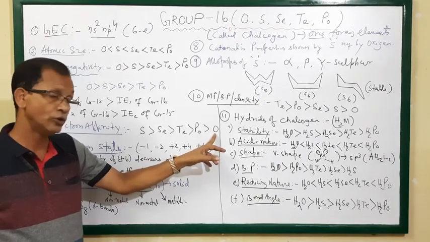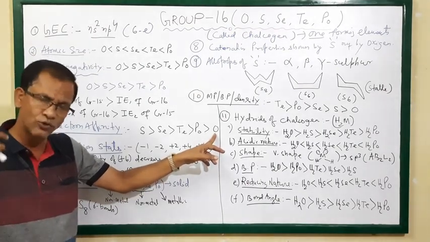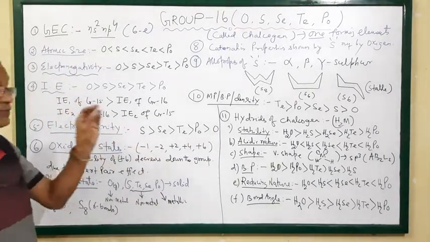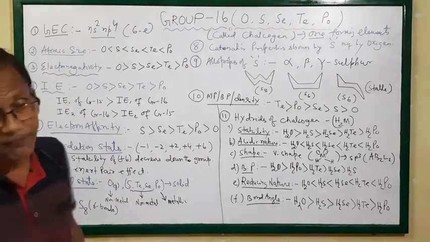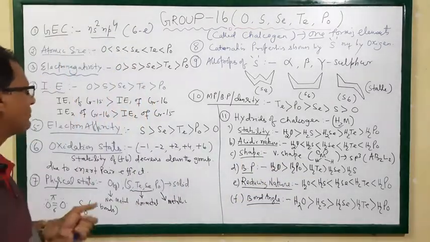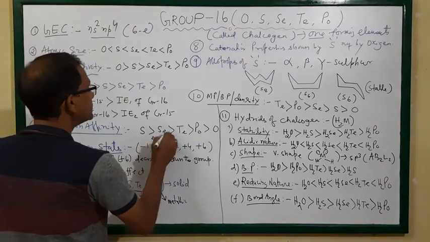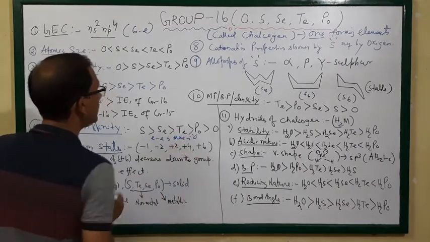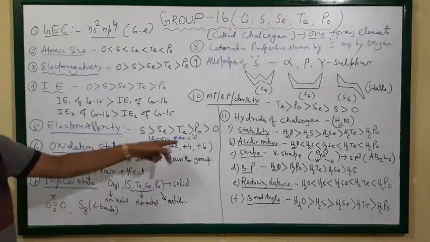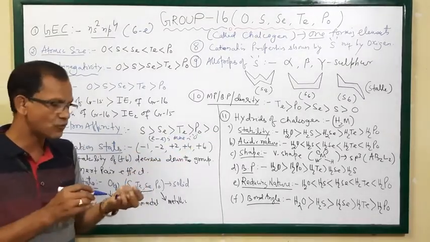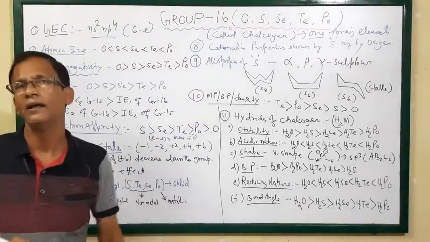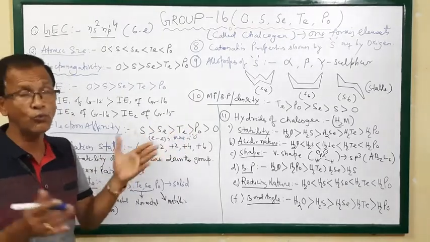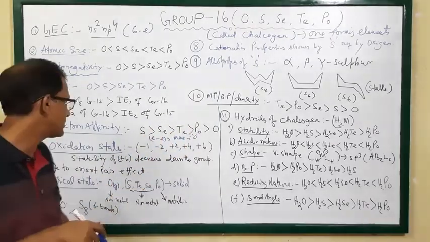Why? Although oxygen has the smallest size and high electronegativity, its electron affinity is least in this group due to small size, high electron density and more electron repulsion. The electron repulsion is more in oxygen due to small size, so its electron affinity is less compared to others.